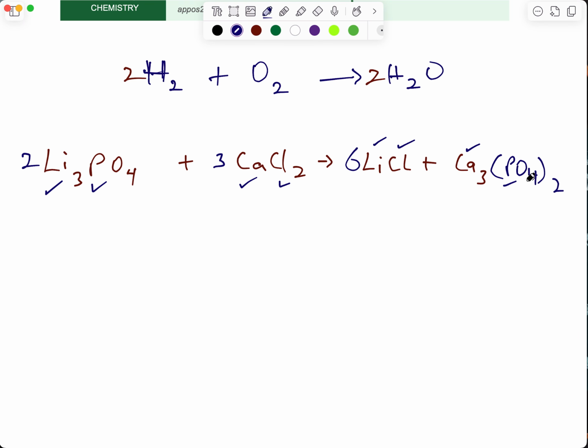So oxygen inside here, we have 4 of it. Then we have 2 here, so that will be 4 times 2, that's 8. And here we have 4 oxygen, so 2 times 4, that is also 8. So with that, that makes oxygen balanced as well. And this is actually how you balance a chemical equation. So you can balance it by inspection.